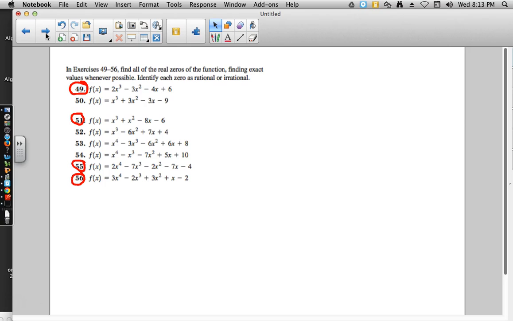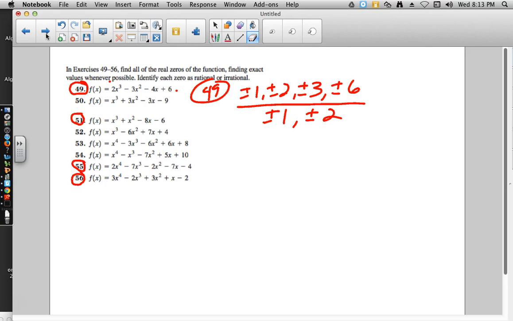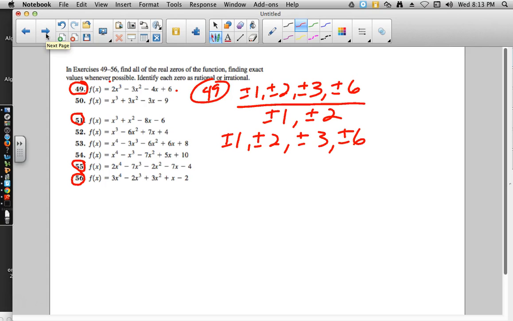the function, finding exact values whenever possible, identify each zero as rational or irrational. So first thing I did with number 49 was I went through and wrote the list of all the possibles. So with a 6 in the back, the factors of 6 will become our numerator, and then with a 2 in the front, the factors of 2 will become my denominator. And then I go through and do that division, so it could be plus or minus 1, plus or minus 2, plus or minus 3, plus or minus 6. And now going back through, using the 2, it could be plus or minus 1/2.